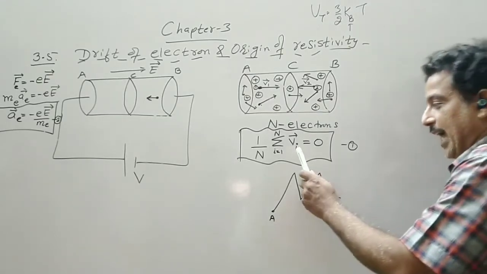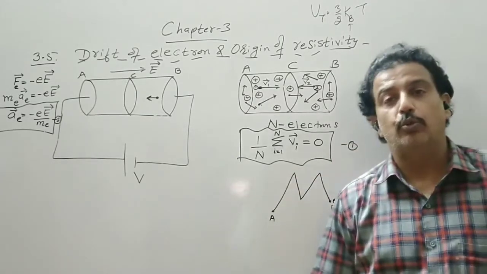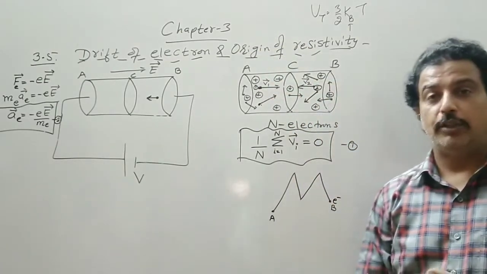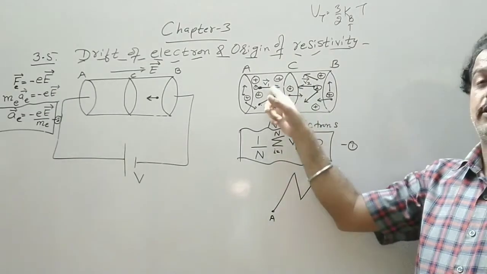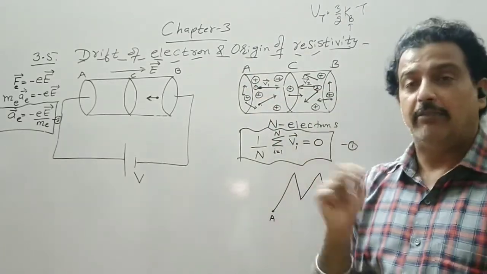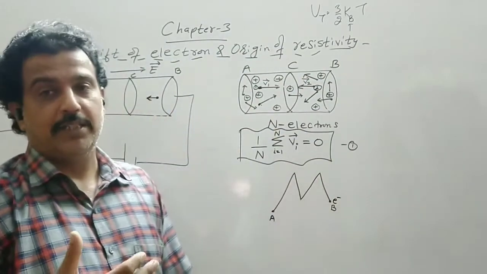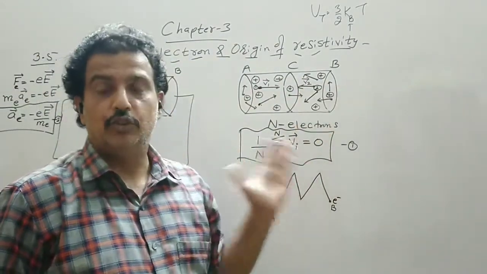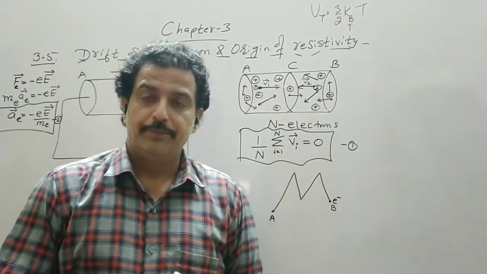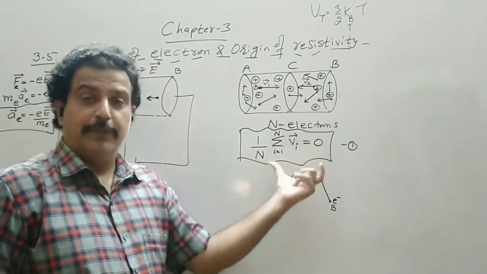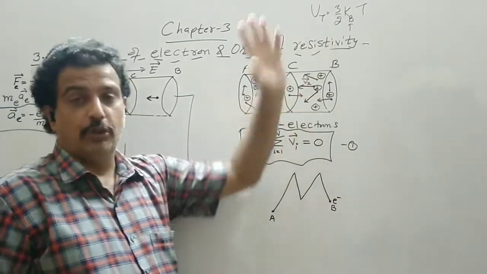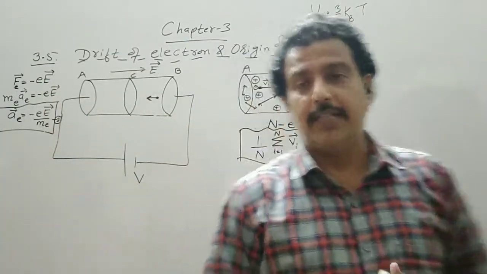Remember, this is the average of all the electrons, which comes out to be 0. It is not that the individual velocity of an electron is 0. So if this electron has a velocity 10 meter per second from A to B, this electron will have a velocity minus 10 meter per second. So the minus sign indicates B to A. So the average of both the velocities comes out to be 0. So this equation does not mean that each particle has 0 velocity. Each particle is under the influence of thermal energy, so they are moving in random directions.